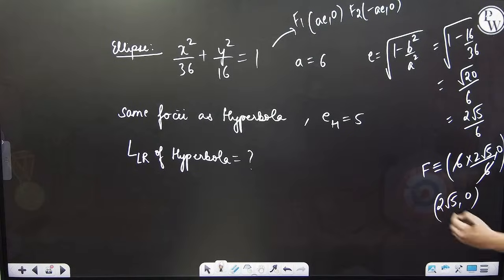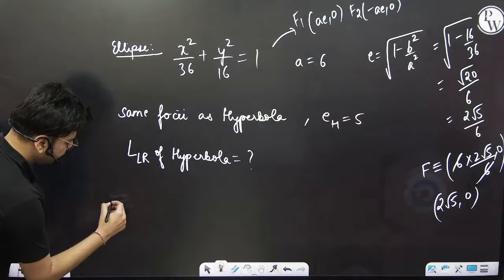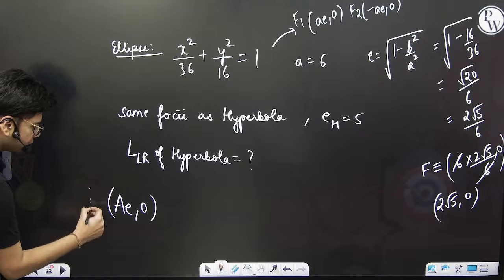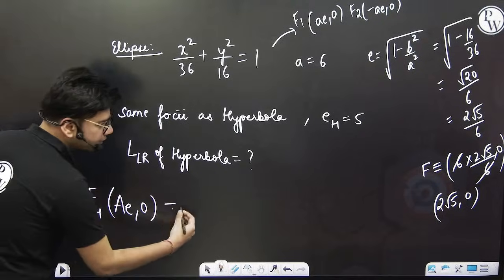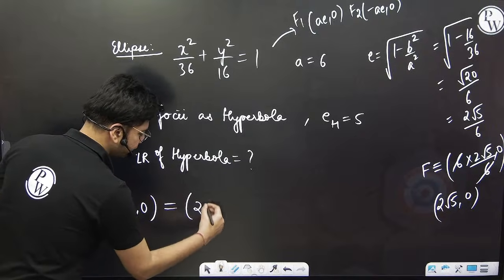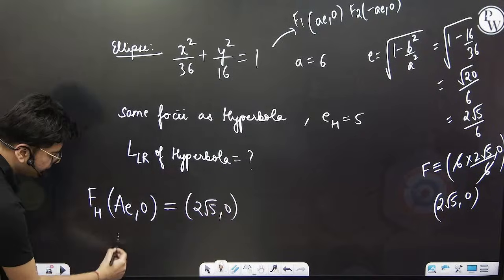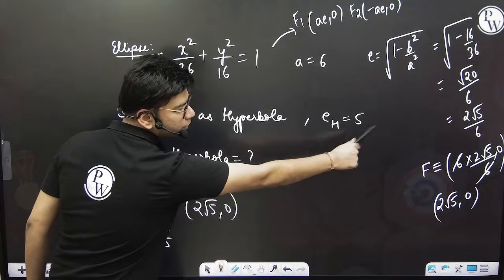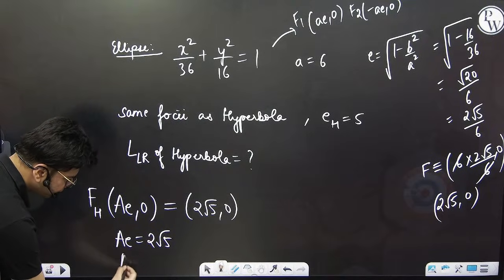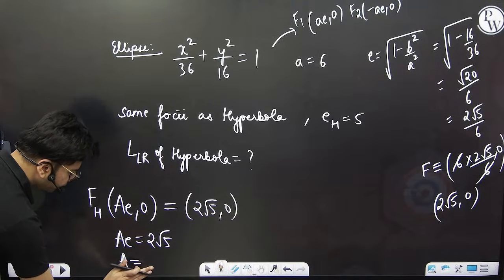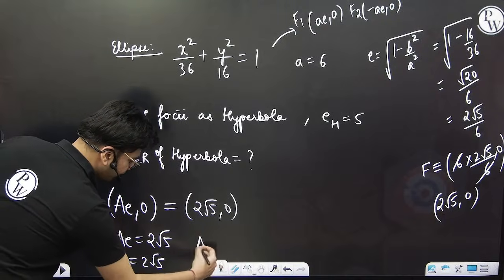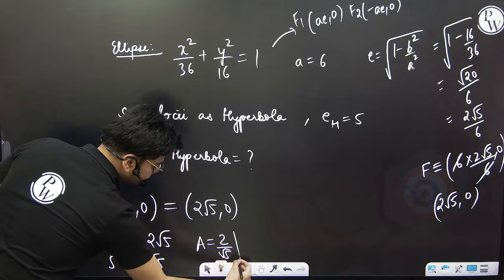Now it is given that the same is the foci of the hyperbola. So that means the focus coordinates of the hyperbola, let's assume it as A comma 0. This is my focus of the hyperbola and this is given same as 2 root 5 comma 0. So from here I can say that A multiplied by E should be equal to 2 root 5. Eccentricity of the hyperbola is already given as 5. So that means the A value I can calculate from here. A into 5 is equal to 2 root 5. That gives me A is equal to 2 by root 5. This is the value of A.